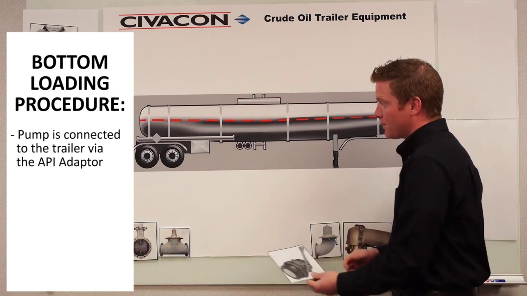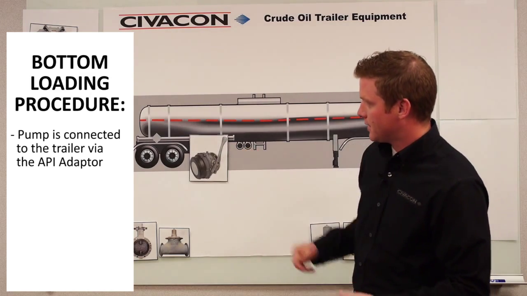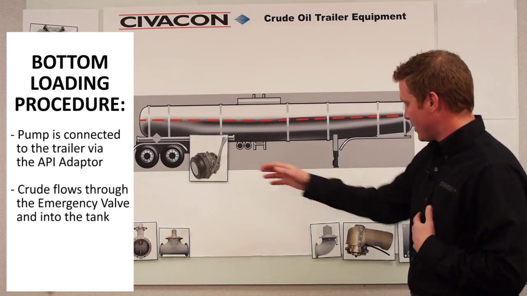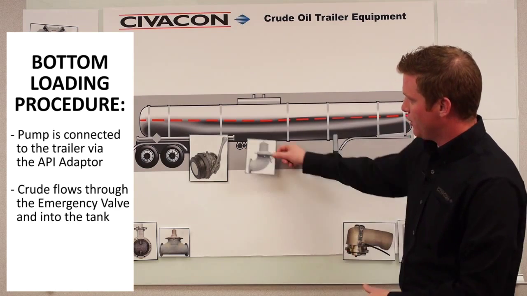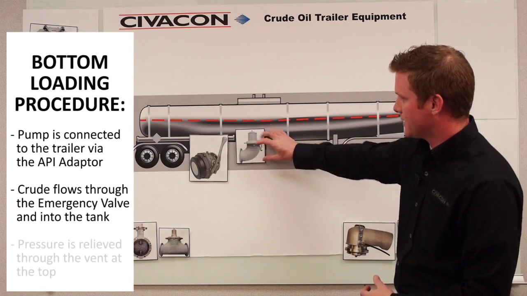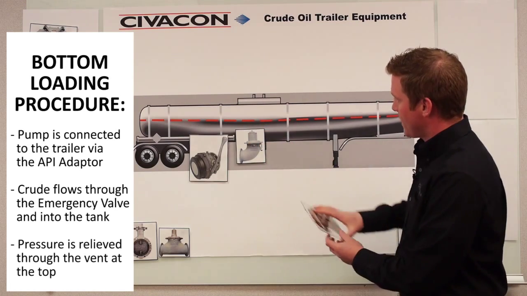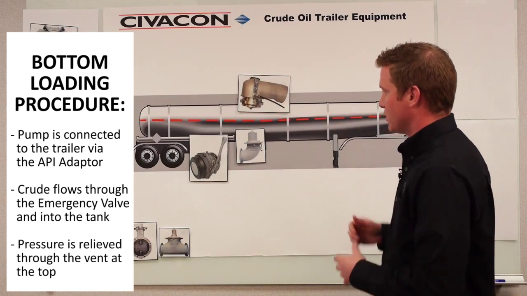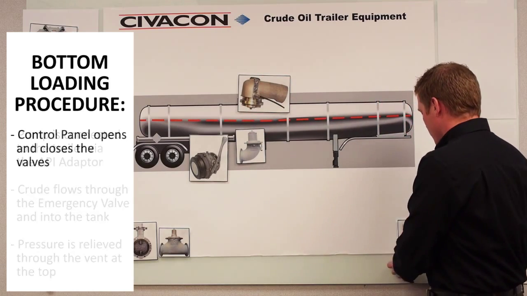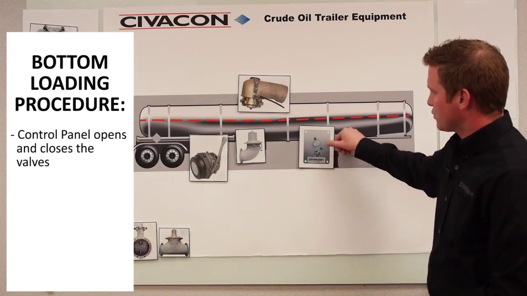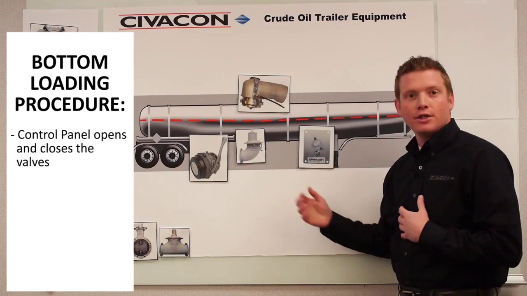Crude oil is bottom loaded typically through a pump at the API. Product then flows through the API through an internal valve mounted at the belly of the tank. And of course, the vapor vent mounted on top allows the tank to exhaust as it's being loaded. You also will typically have a control panel that will open your vents and your internal valves.